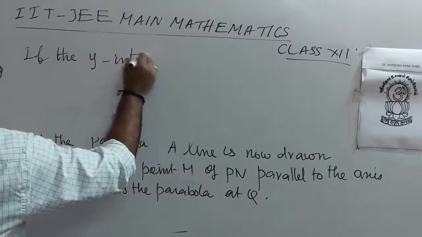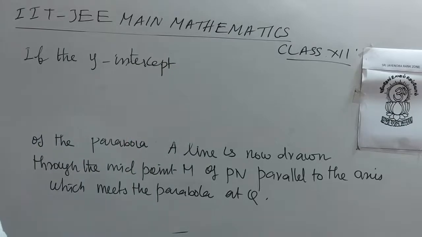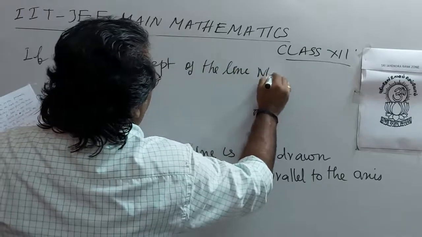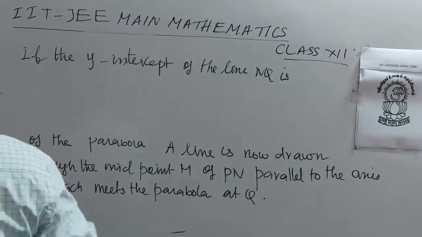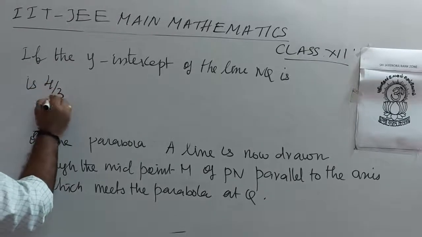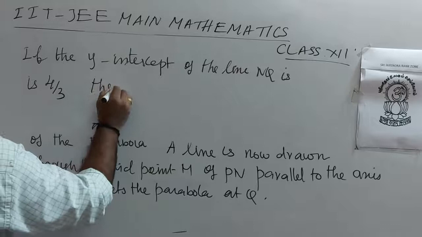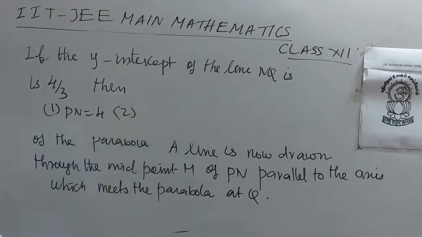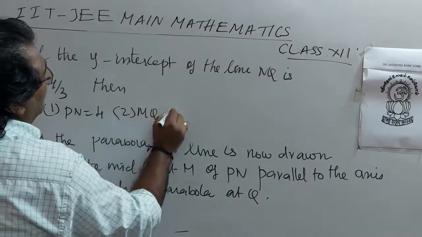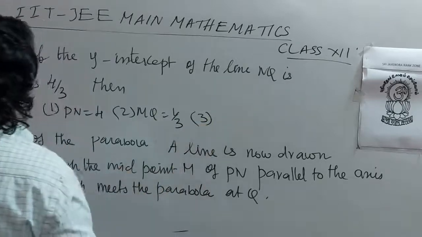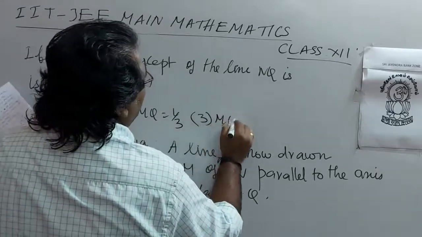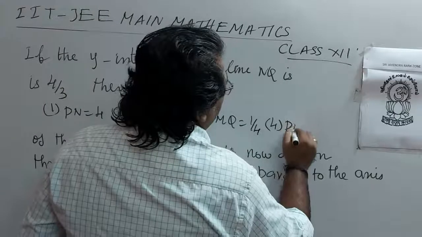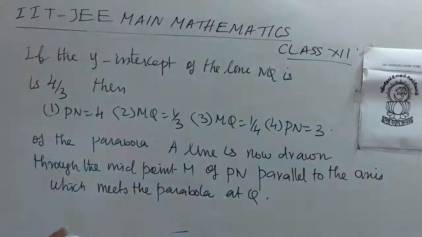If the y-intercept of the line NQ is 4/3, then PN equal to 4, MQ equal to 1/3, MQ equal to 1/4, PN equal to 3.